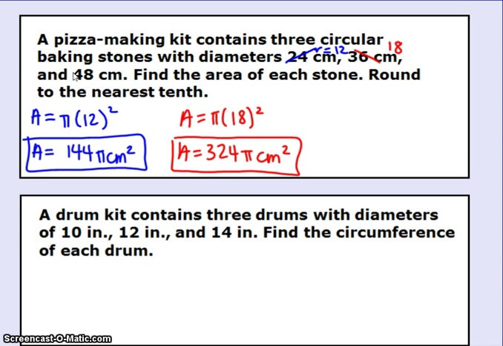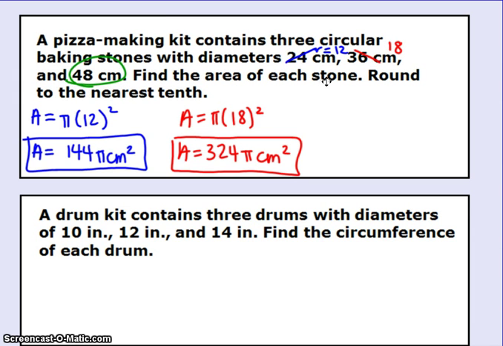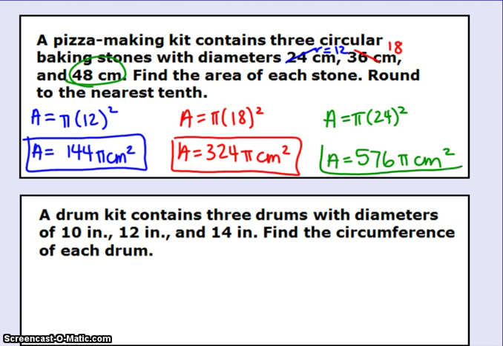Alright, why don't you take a minute, pause, and try to find the area of the baking stone that has a diameter of 48 centimeters. So I plugged in 24 because 48 is the diameter. I have to divide that by 2 to find the radius. 24 squared is 576. Excuse me. And pi centimeters squared.